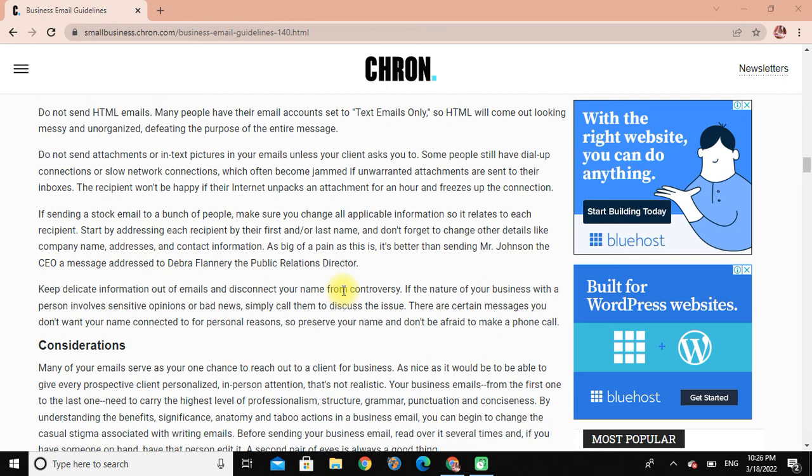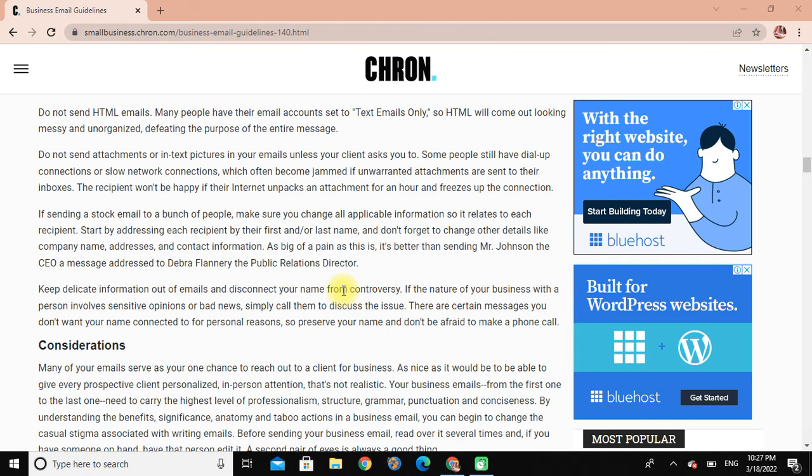If sending a stock email to a bunch of people, make sure you change all applicable information so it relates to each recipient. Start by addressing each recipient by their first and last name, and don't forget to change other details like company name, addresses, and contact information. As big of a pain as this is, it's better than sending Mr. Johnson, the CEO, a message addressed to Debbie, the public relations director.